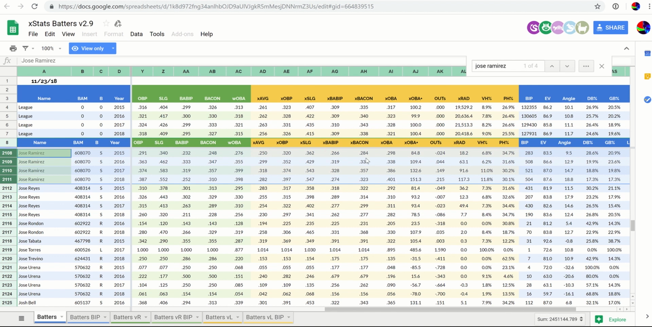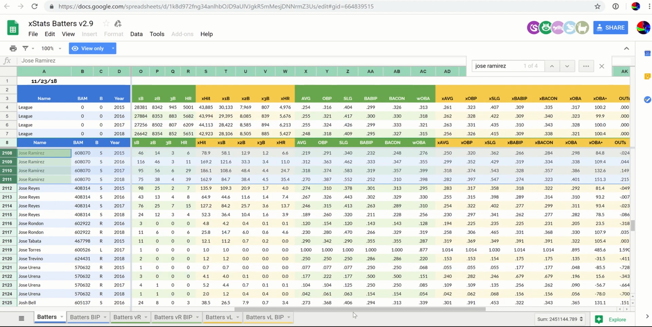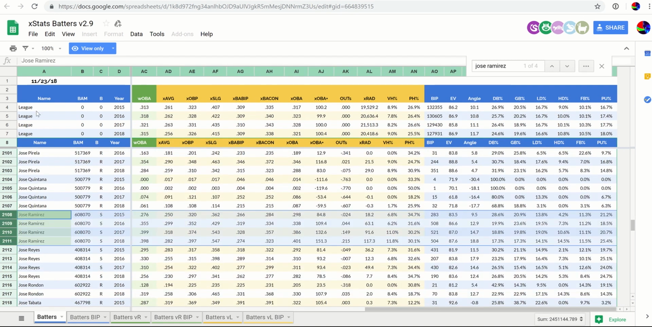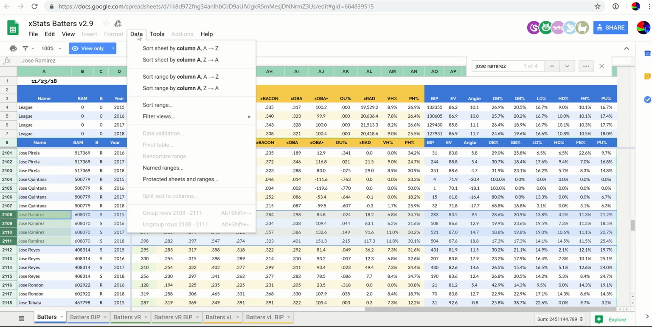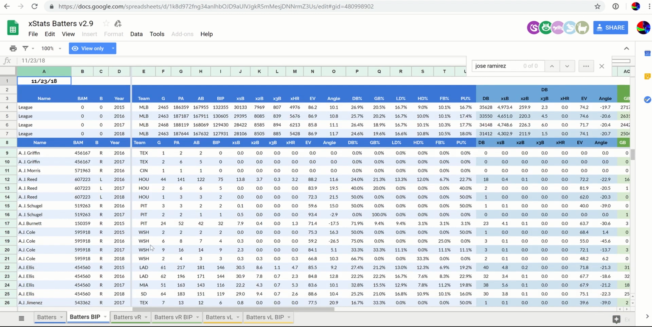So this gives you a good sense of how you might be able to use this first page of xStats. And again, it's very easy. And if you want to filter it, you can go up here to View, Data, Filter views, and then you can filter by year and so on and so forth. So really, really helpful. You can also look at the batted balls in play spreadsheet right here.